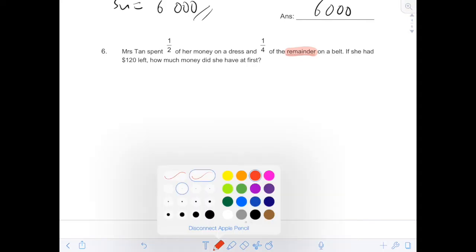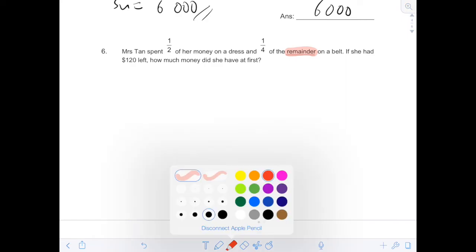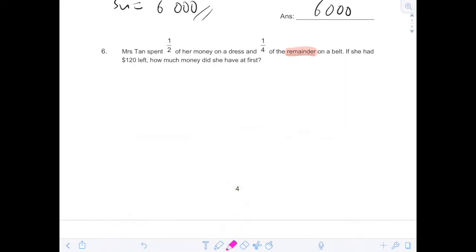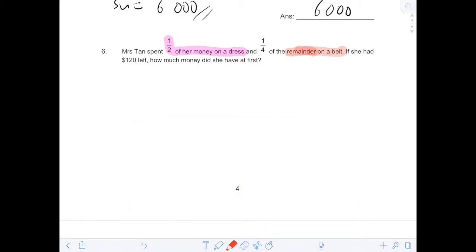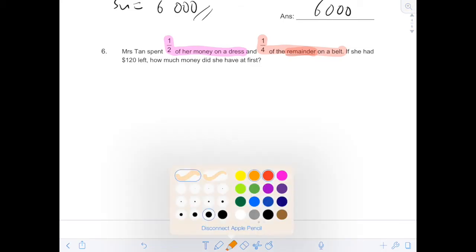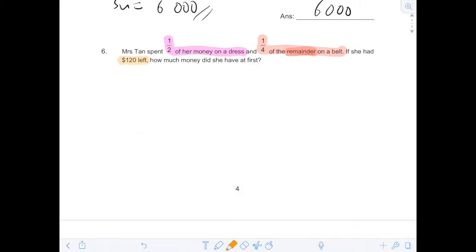Now that I got this, I'm going to start highlighting all my other information here. First piece of information: Mrs. Tan spent half of her money on a dress. Next piece of information: she spent 1/4 of the remainder on a belt. Last piece of information: she had $120 left. How much money did she have at first?